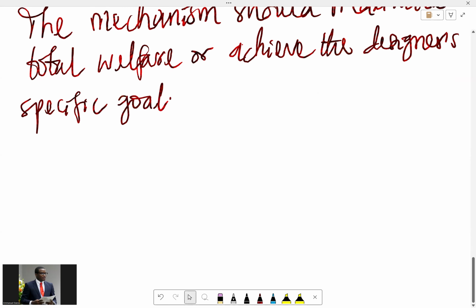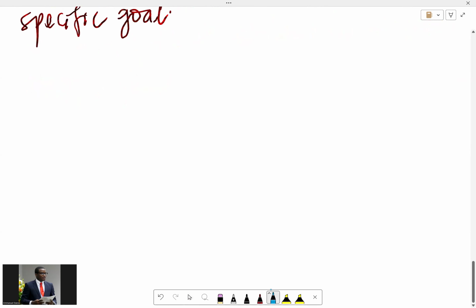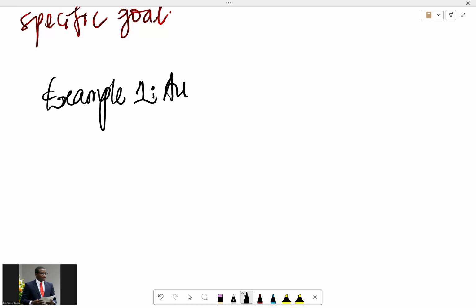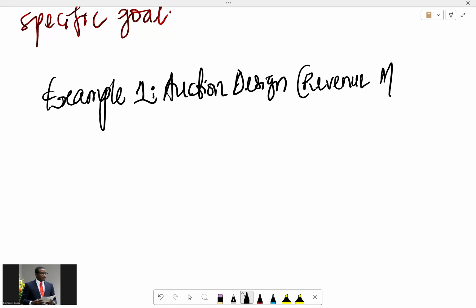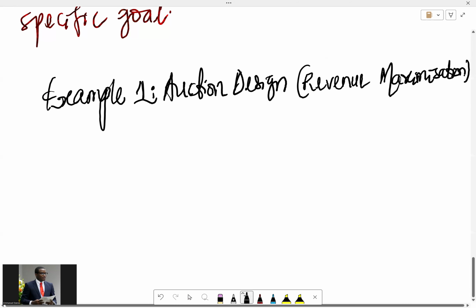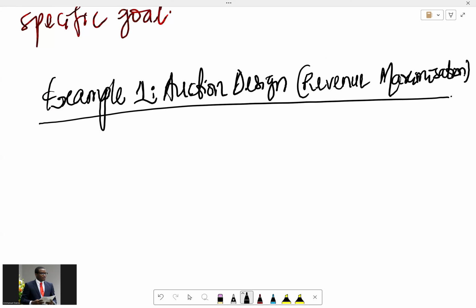Okay, so let's look at some examples. For the most part, this is basically more of theory. So let's look at the first example: auction design. I have a video focusing on auctions, so this is another aspect to it. Auction design in the aspect of revenue maximization. Here you have people having personal interest, but they try to align their personal interest with the design that has been put in place.